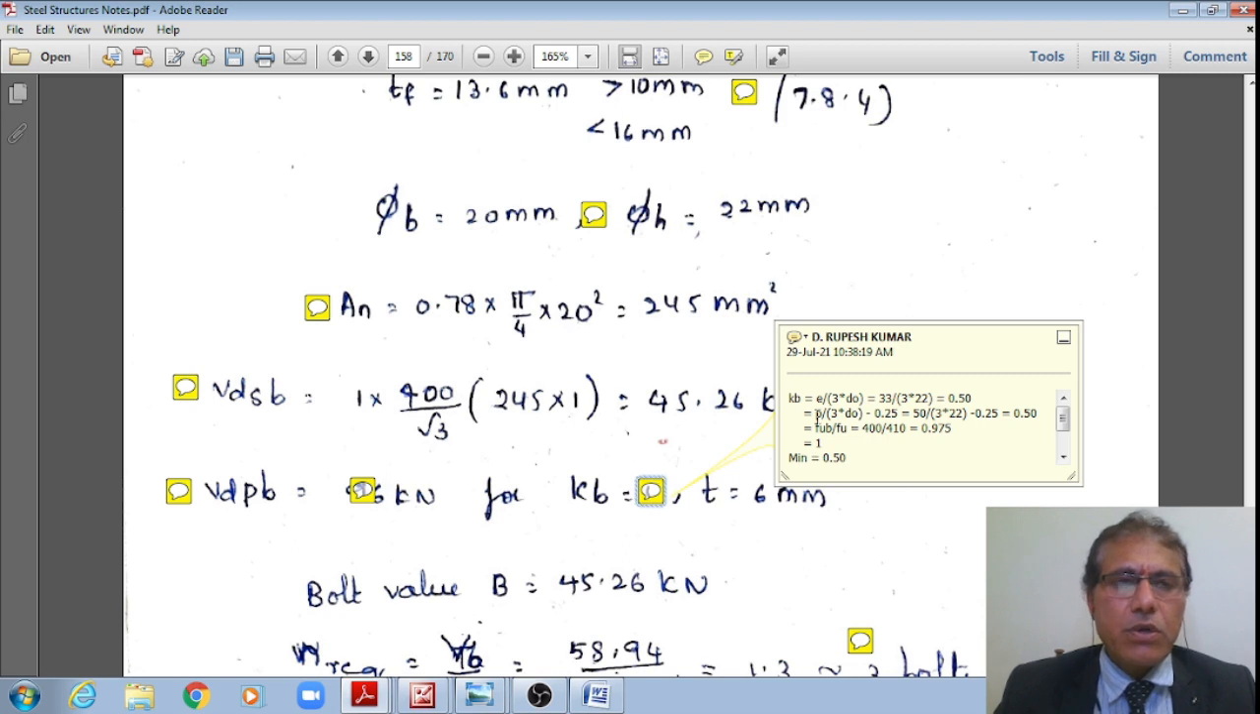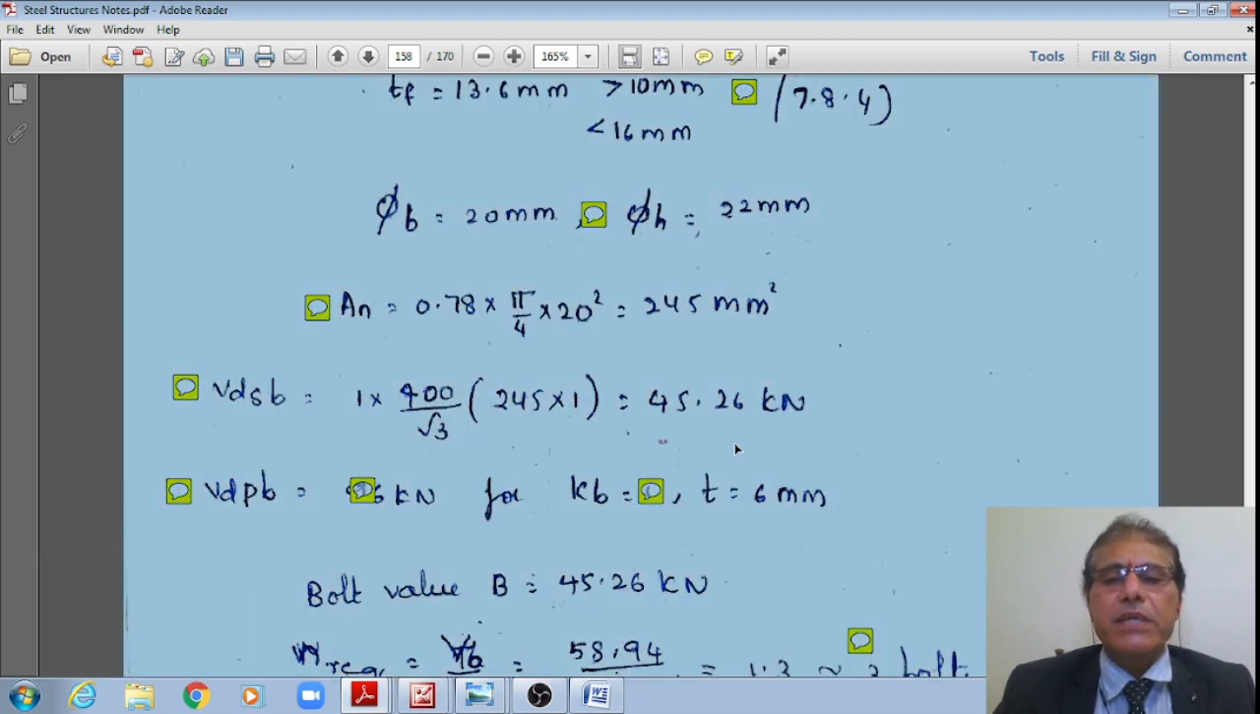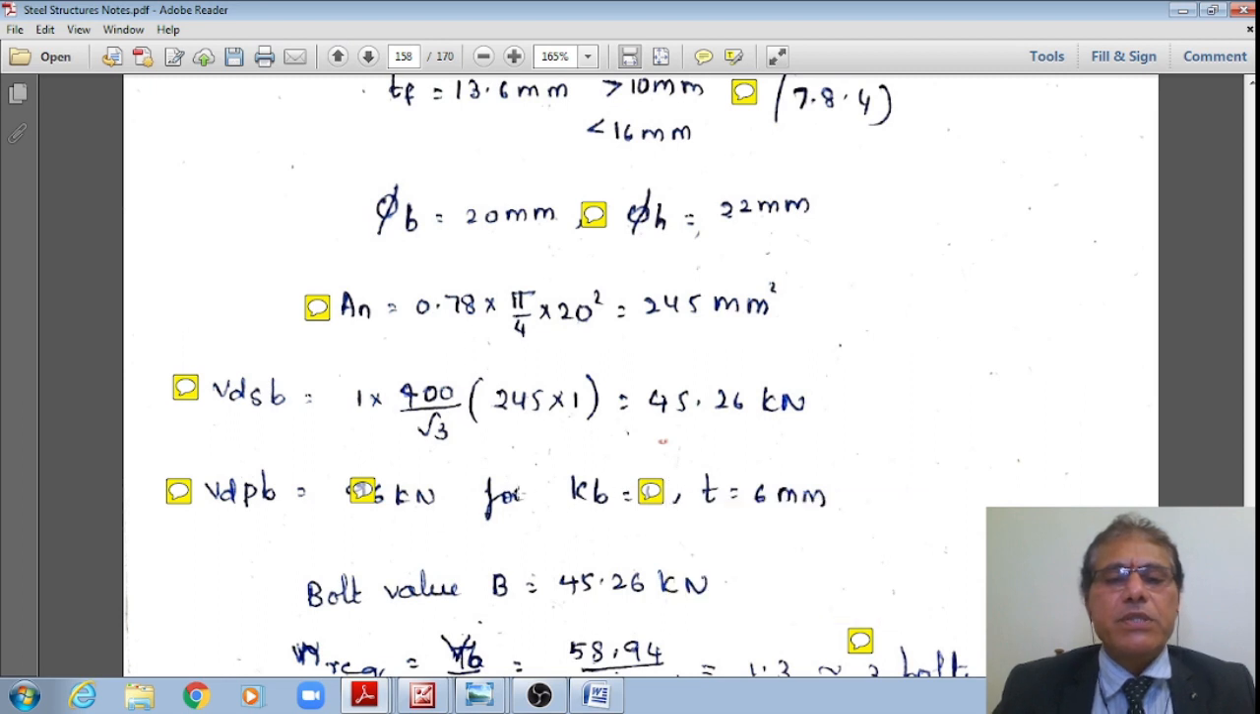The second one is pitch, P divided by 3 d naught minus 0.25. The pitch, as we have just seen in the previous specification, is 2.5 times the nominal diameter of 20 mm, so 2.5 multiplied by 20 is equal to 50. Assuming 50 divided by 3 multiplied by 22 minus 0.25, it is 0.5. The third one is FUB divided by FU, equal to 0.975. The fourth one is 1. Out of all these, 0.5 is the minimum value. Therefore, KB is equal to 0.5.